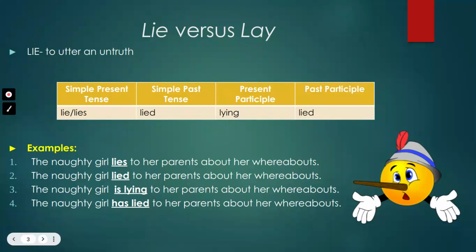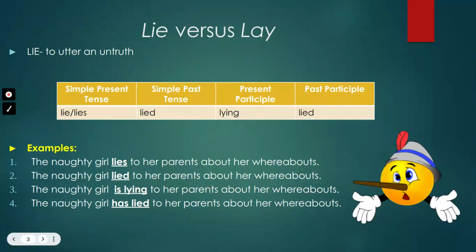So in the simple present tense, the naughty girl lies to her parents about her whereabouts. We want to convert that sentence now to the simple past tense. It becomes, the naughty girl lied to her parents about her whereabouts. In number 3, the sentence is expressed in the present continuous tense. So there you need the present participle of the verb to lie. The naughty girl is lying to her parents about her whereabouts.